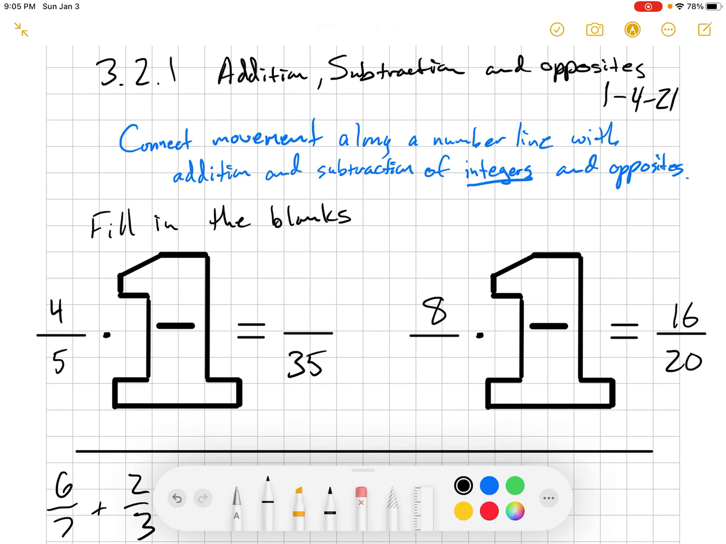all the way up to infinity. And it also includes all of the negative numbers, -1, -2, -3, -4, -5. It does not include fractions or decimals.